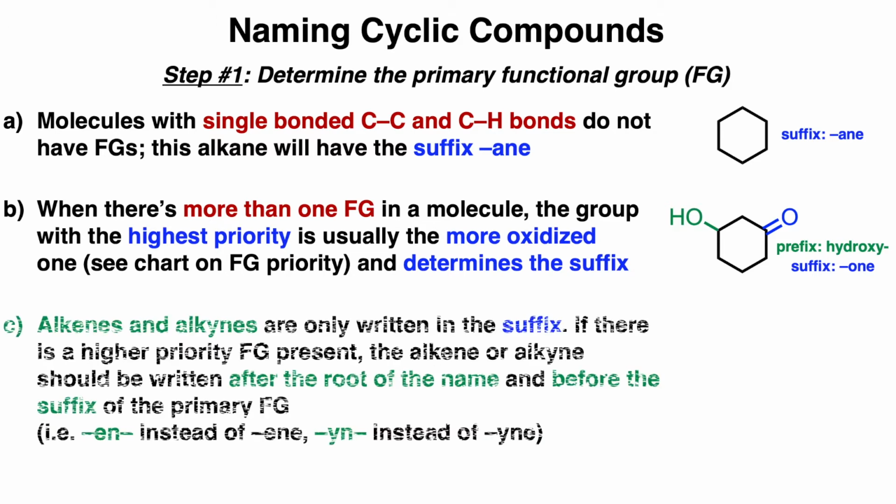If your molecule has alkenes or alkynes, they're only written in the suffix. If there is a higher priority functional group present, the alkene or alkyne should be written after the root of the name and before the suffix of the primary functional group. For example, this molecule has both an alcohol group and an alkene, so the alcohol has the higher priority than the alkene, so the suffix will be enol.